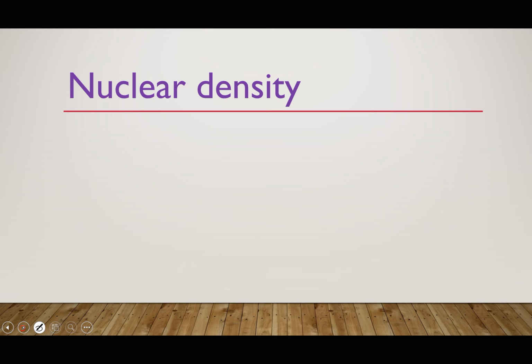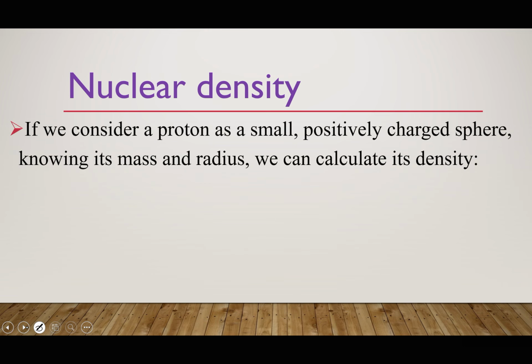So if we consider a proton as a small positively charged sphere, the moment we know its mass and radius, we can calculate its density. Remember, most of the mass is concentrated at the center of the nucleus. So if we know its mass and we know its radius, then we can calculate its density.